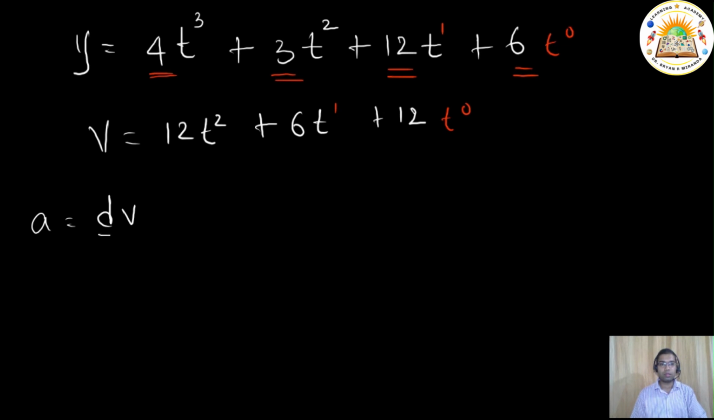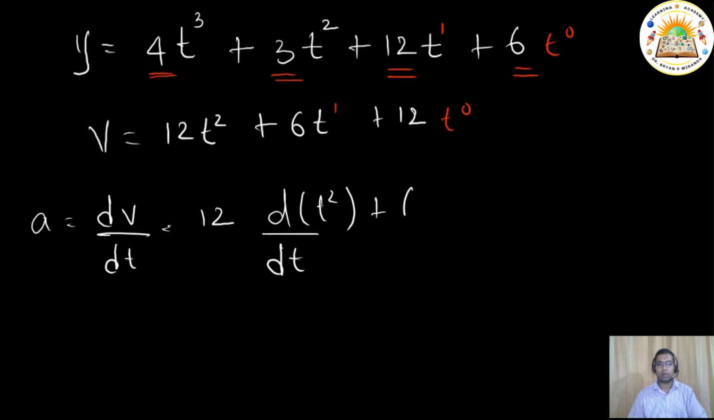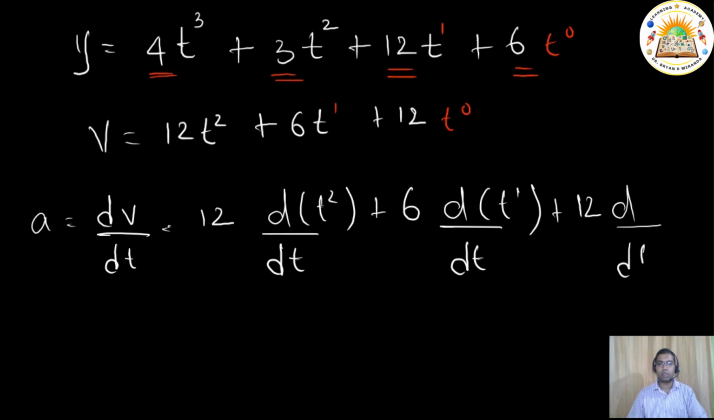So acceleration is dv by dt, which is nothing but d by dt of velocity. We need not write this as d square by dt square of y because already we have differentiated it once. So this is going to be 12 times d by dt of t square plus 6 times d by dt of t power 1 plus 12 times d by dt of t to the power 0. So let us go ahead and solve the d by dt's and then we will see.